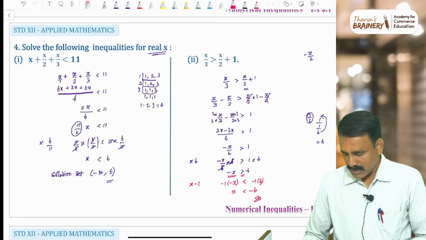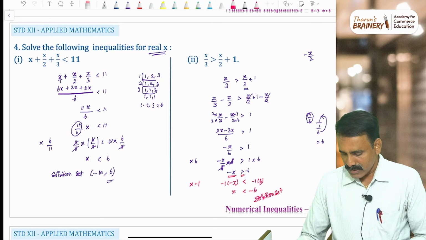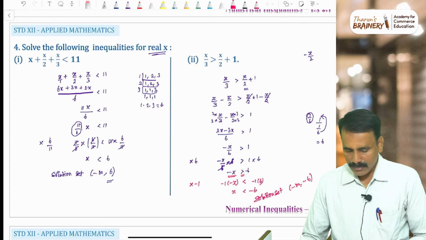So what is the solution set now? Solution set is minus infinity to minus 6 open.